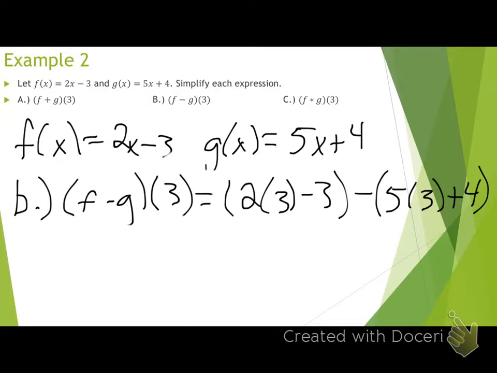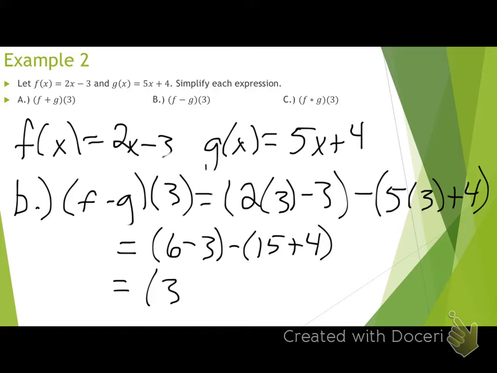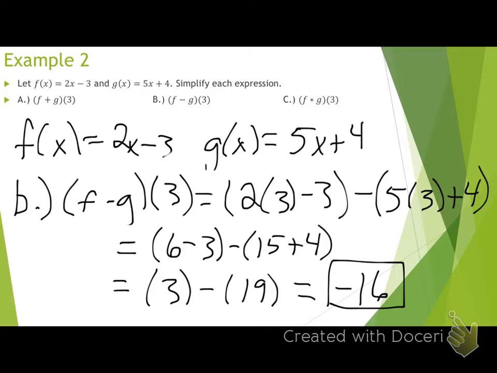Everyone agree with that? Method 2, I'm plugging in 3 as I go. 2 times 3, 6. 5 times 3, 15. 6 minus 3, 3. 15 plus 4, 19. And 3 minus 19. Is that the same answer I got earlier? Yes. Should be. Yeah, it is.